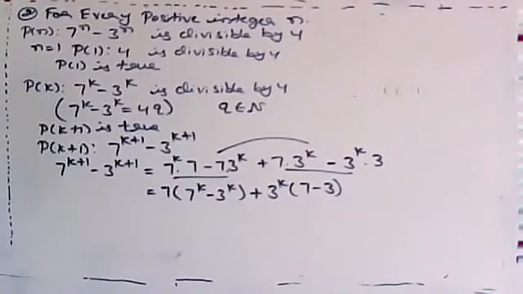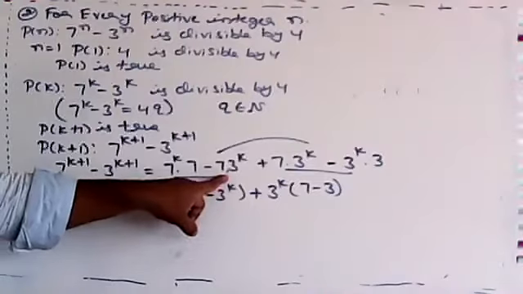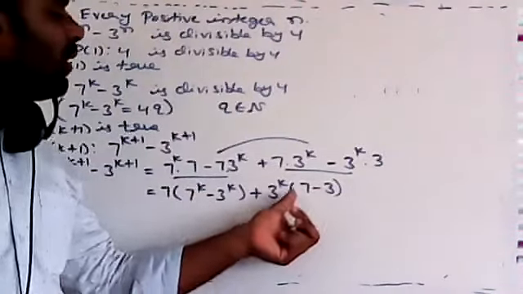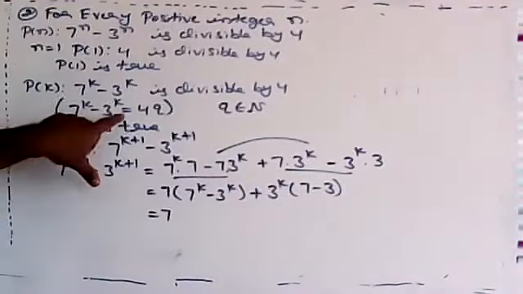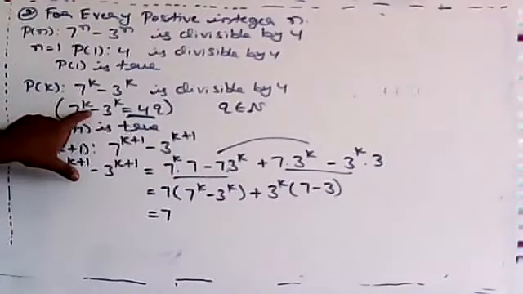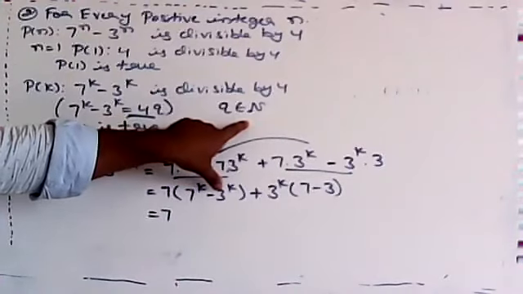Clear this one? So in this I'm taking 7 common, 7 to the power of k minus 3 to the power of k, plus in this one we are taking 3 to the power of k common, remaining 7 minus 3. As we know, in the condition we took for P of k, 7 to the power of k minus 3 to the power of k is 4q, where q belongs to N.